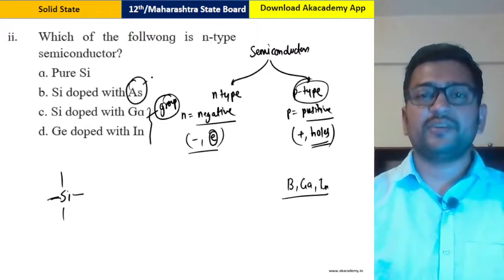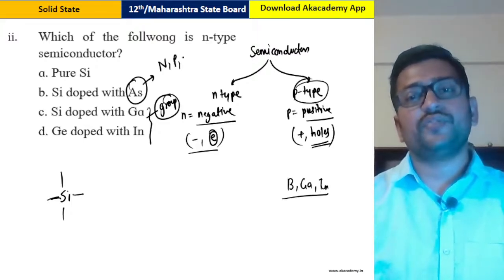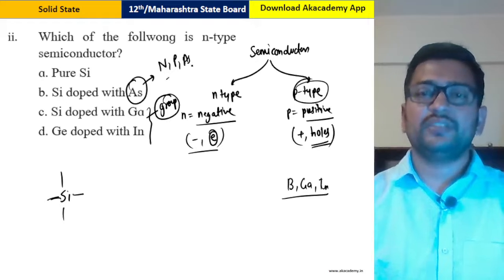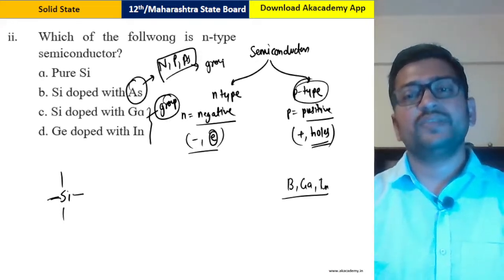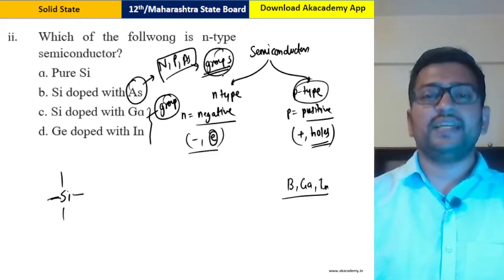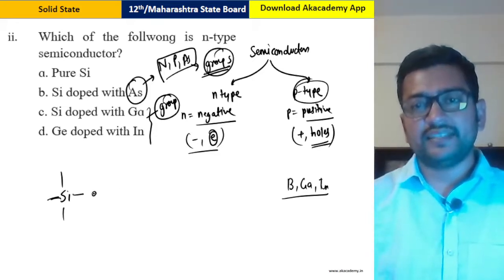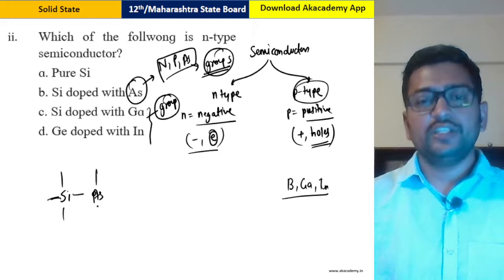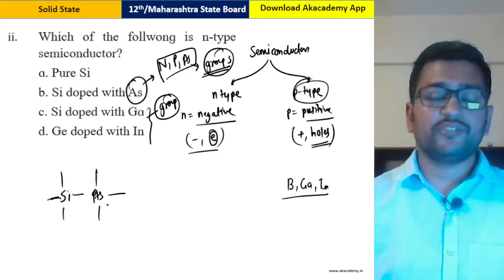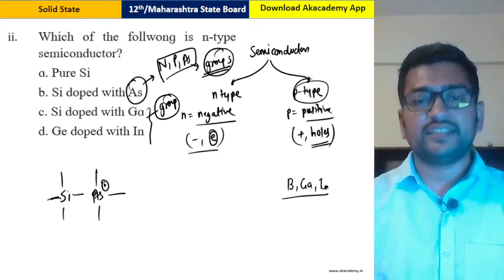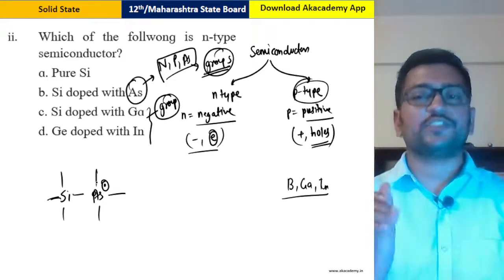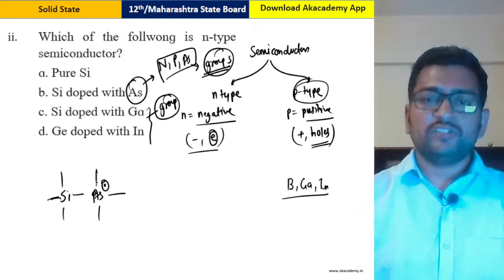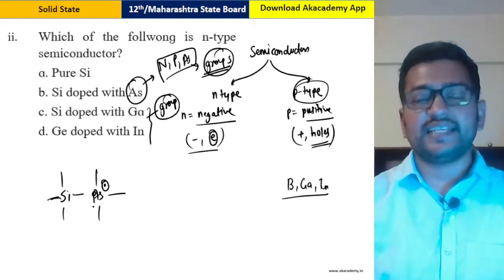But if I discuss nitrogen, phosphorus, arsenic, these all come under group 5. So what happens in case of group 5? Here, let's say I have arsenic, so the valency of arsenic is going to be 5, and it is going to have one extra electron, and this extra electron will be responsible for conduction of electricity. This is the reason why we say this is an n-type semiconductor.